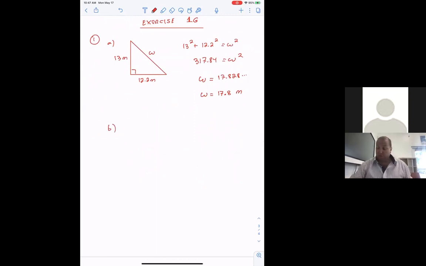Part B, another right triangle. This one they drew a different way, but it doesn't change the fact that it's just a right triangle.